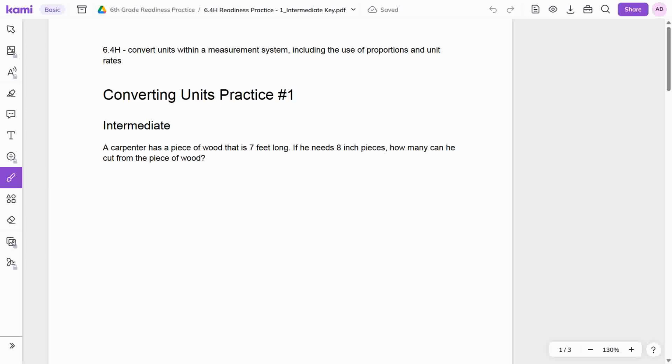Hello, and welcome to 5 Minute Math. Today we are looking at the sixth grade concept of converting units. This is 6.4H Readiness Practice, the intermediate version.